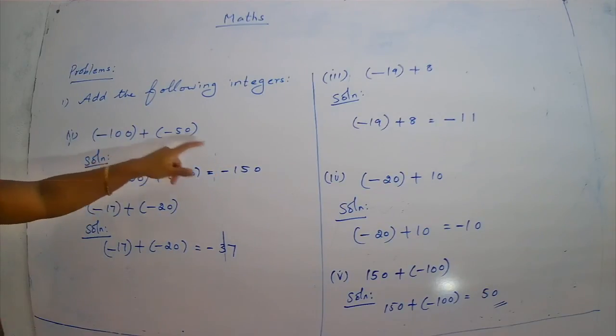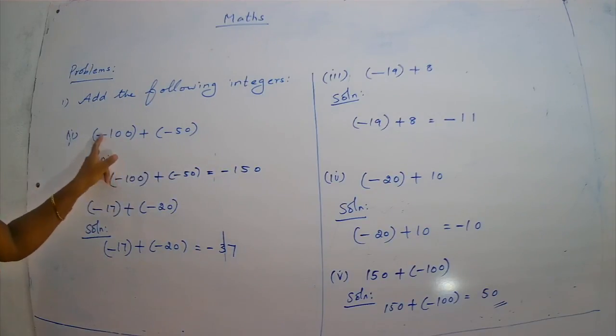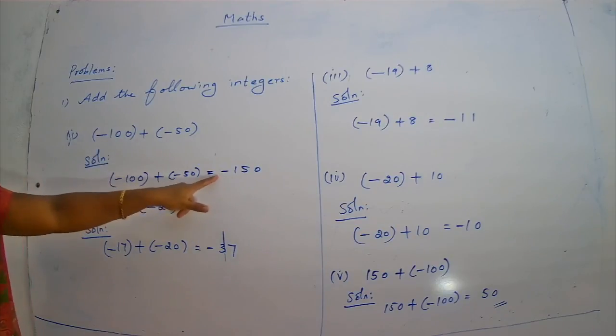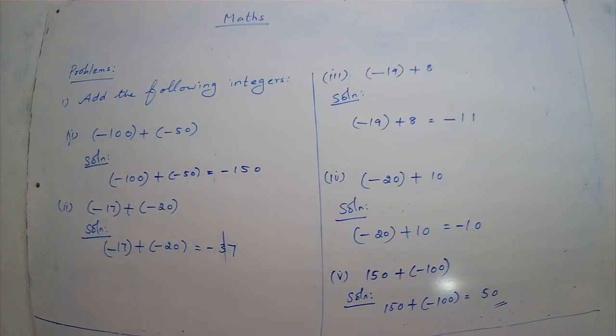100 plus 50, 150. What is the sign? Minus. So your answer is minus 150. Okay. Second question, same type of question only. The integers have the same sign, so we find the sum and put the same sign. Okay children? Now you see the third question, minus 19 plus 8.